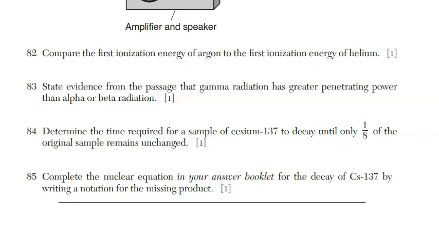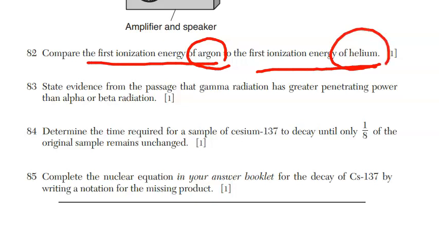It's asking you to compare the ionization energy, the first ionization energy of argon to the first ionization energy of helium. The first ionization energy, it's the energy required to knock an electron out of an atom in its gas state. The first ionization energies are listed on reference table S. Now, you're given the names and not the symbols, but the names and the symbols are on reference table S. We want to look up argon. We want to look up helium, we'll compare the numbers, and we have 82 on our answer booklet.